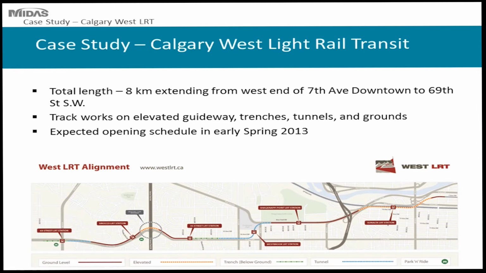The Calgary West LRT. The total length of the Calgary West LRT is about 8 km, extending from the west end of 7th Avenue downtown to 69th Street Southwest. This transit corridor consists of track works on elevated guideway, trenches, tunnels, and at grade. Test runs have already begun earlier this year, and the expected opening schedule for public service is in early spring 2013.